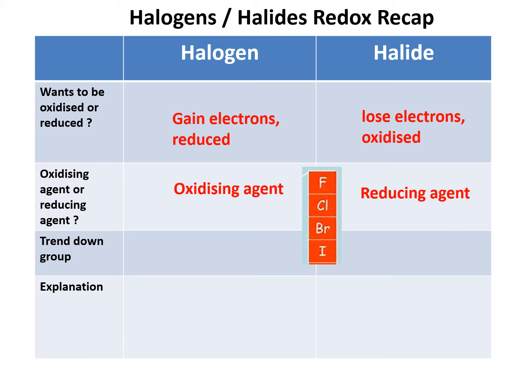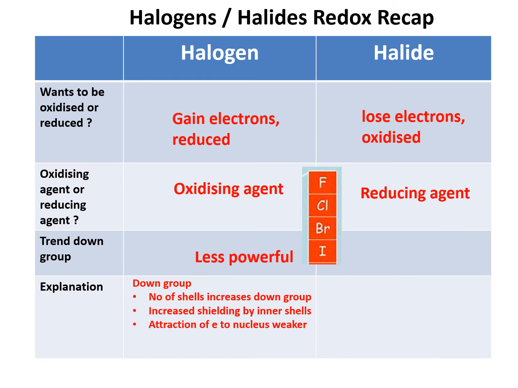However, as we go down the group with the halogens, they become less powerful oxidizing agents. And why is that? That's because down the group, the number of shells increases, there's increased shielding by the inner shells, so the attraction of the electron to the nucleus is weaker.